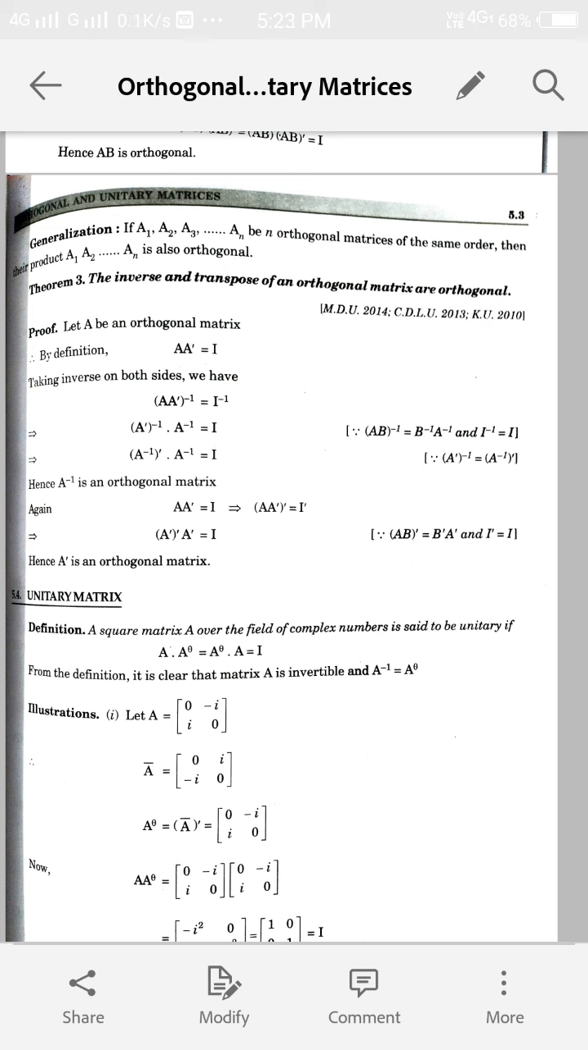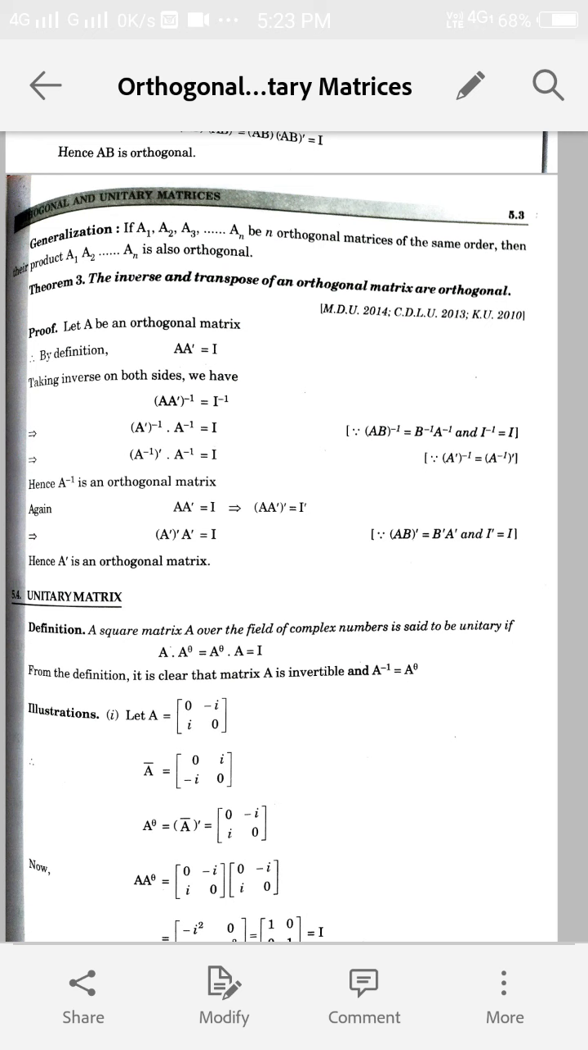Now move on to the next property. We are to prove that the inverse and transpose of an orthogonal matrix are orthogonal. First we prove that if a matrix is orthogonal, then its inverse will also be orthogonal. Let us suppose that A is an orthogonal matrix. Then by definition we can write A into A transpose equal to the identity matrix. Now taking the inverse on both sides, we have (A into A transpose) inverse equal to identity matrix inverse, and we know that the inverse of an identity matrix is again an identity matrix, and (AB) inverse we can write as B inverse into A inverse. So applying this formula, we get A transpose inverse into A inverse equal to identity.